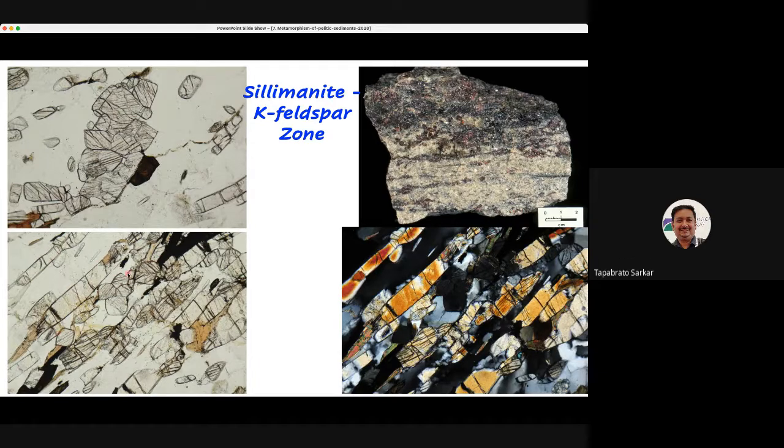You see how the look of the rock has changed from, let's say, the biotite zone, the garnet zone, the staurolite zone, to this sillimanite K feldspar zone. If you look at this hand specimen as well, the prominent schistosity is gone. You can see a foliation, but it is a gneissic foliation, not a schistose foliation.